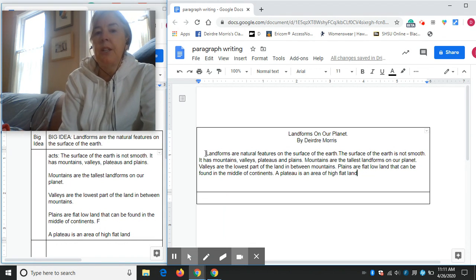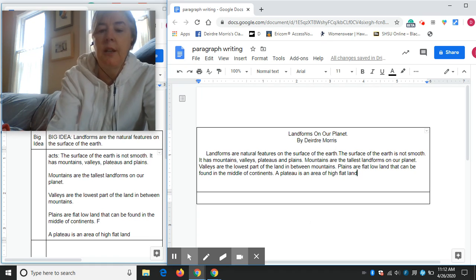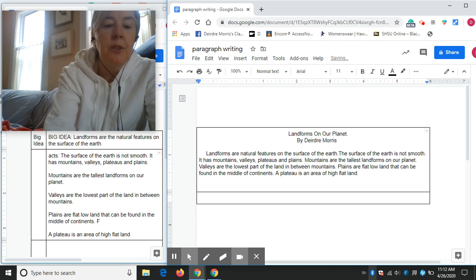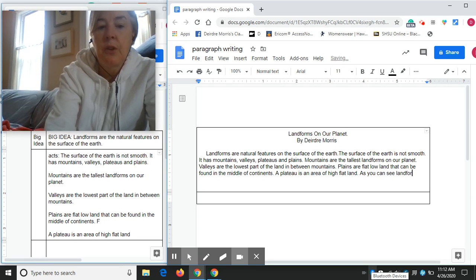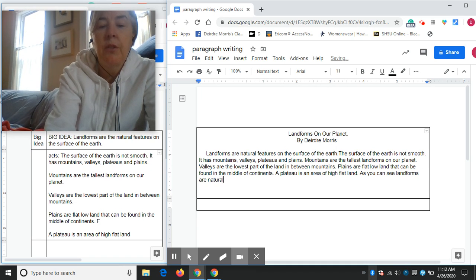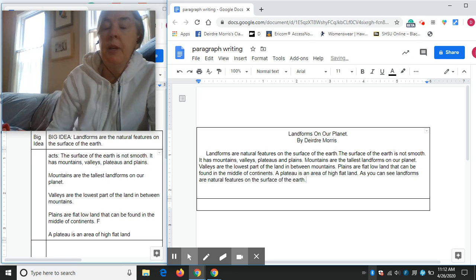Now you're going to take that initial introductory sentence, landforms are natural features on the surface of the earth, and you're going to restate it down at the end as a conclusion. And you can say, as you can see, landforms are natural features on the surface of the earth. Okay, and there we have a nice paragraph.